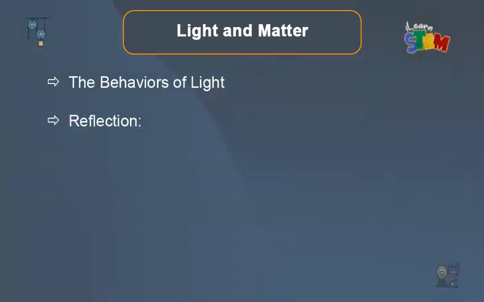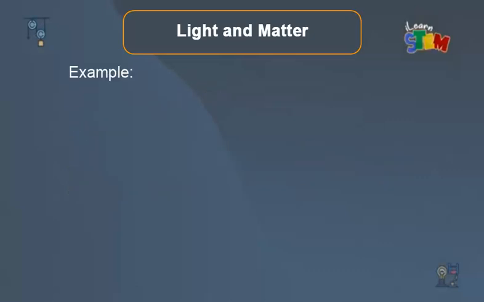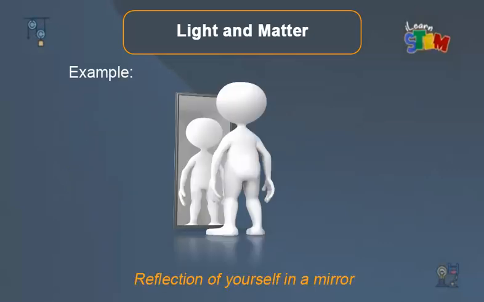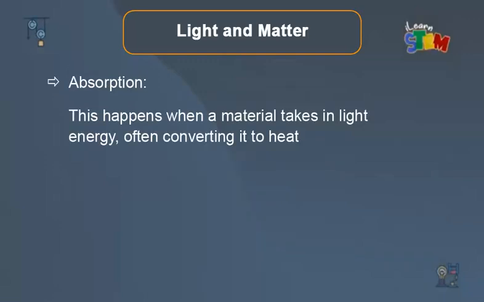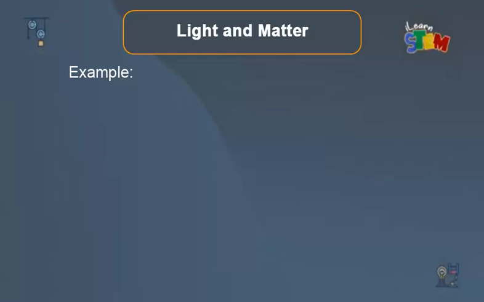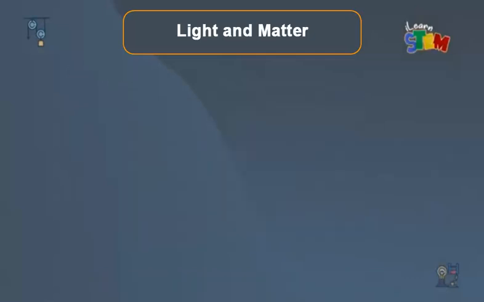Reflection. This occurs when light bounces off the surface of a material instead of passing through it or being absorbed. Example, when you look in a mirror, light allows you to see a reflection of yourself. Absorption. This happens when a material takes in light energy, often converting it to heat. Example, wearing a black shirt on a sunny day feels hotter because it absorbs more sunlight.